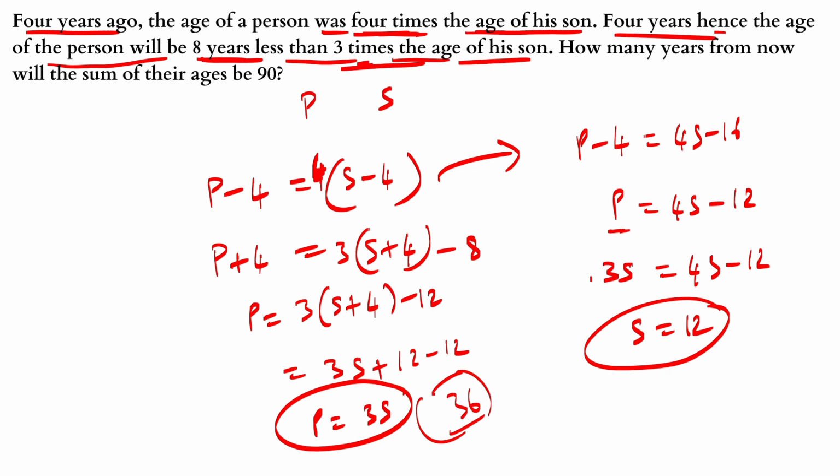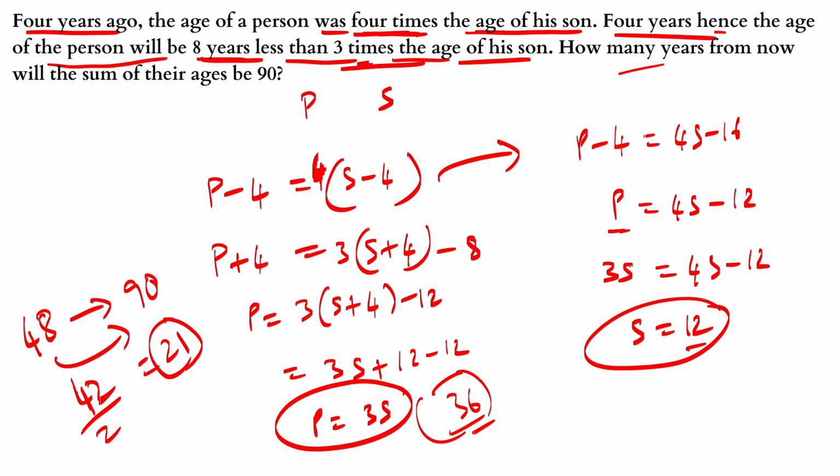Right? But here what is the question? How many years from now will the sum of their ages be 90? Now what is the total age? 36 plus 12, which is 48. Now this must become 90. So what is the difference here? 42. 42 is the difference, but for one person in a year, the age increases by 1 year. For two persons, it will be 2 years. So 42 by 2 will be equal to 21. So from now, after 21 years, the sum of their ages will be 90 years.